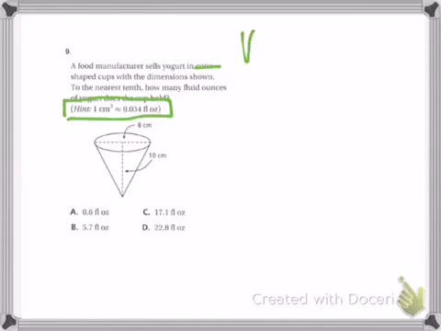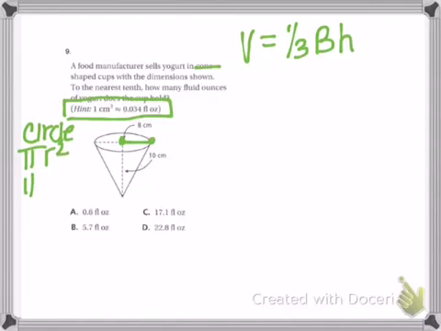So I know my formula is V equals 1/3 area of the base times the height. So I've got to find the area of my circular base, so my radius. I've got a circle. The area of the base is pi r squared. So that would be pi times half of 8, which is 4, squared. So the area of my base is 16 pi.